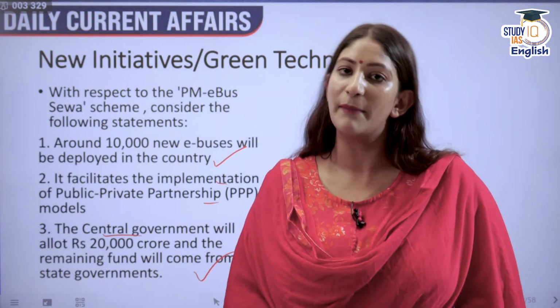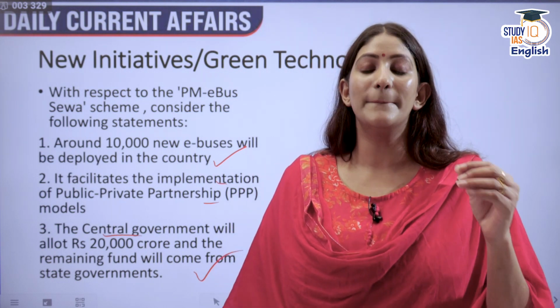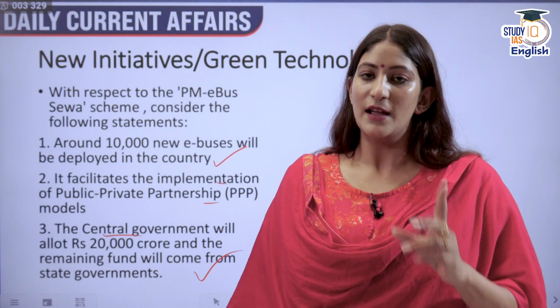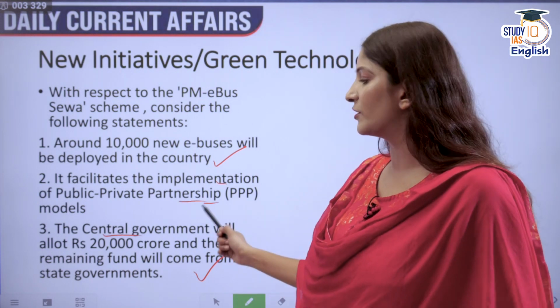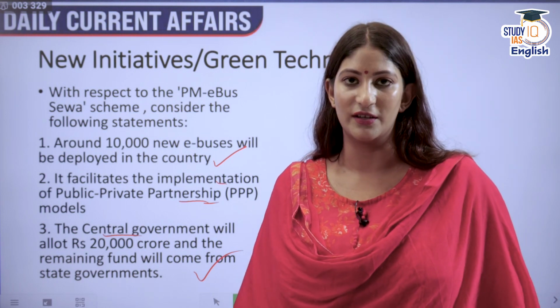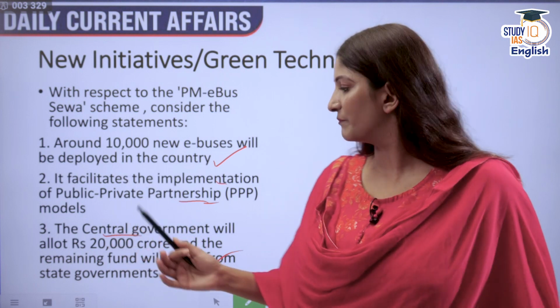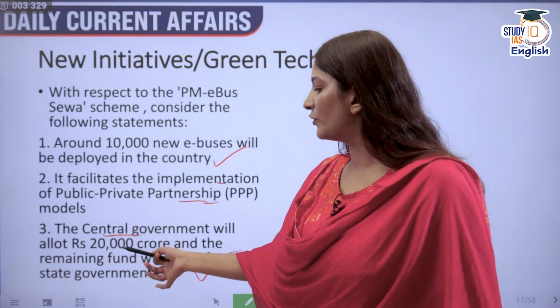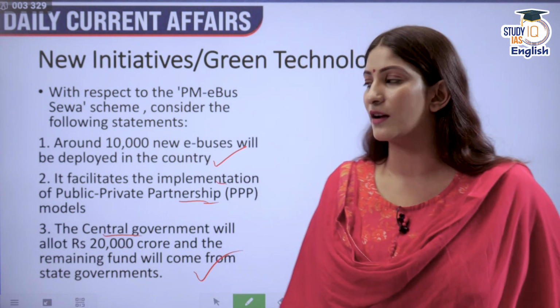It will be decided by the central government itself, based on competitive models. And it will also be having a public-private partnership for financing, for infrastructure development, so that the private sector can be a part of this big scheme. Then the central government will allot rupees 20,000 crore. That is definitely correct. The rest will be coming from the state governments.